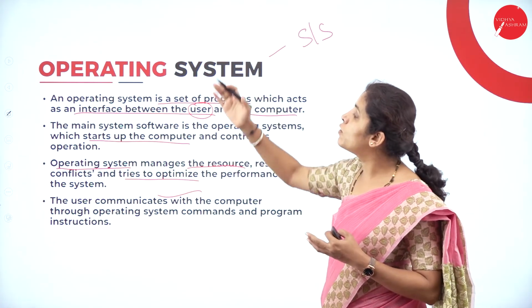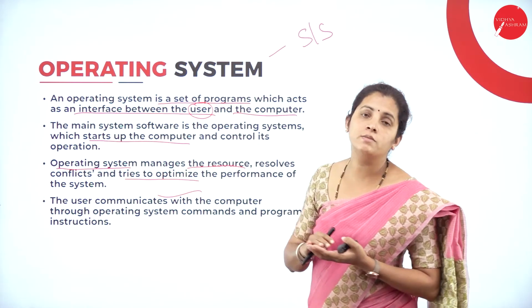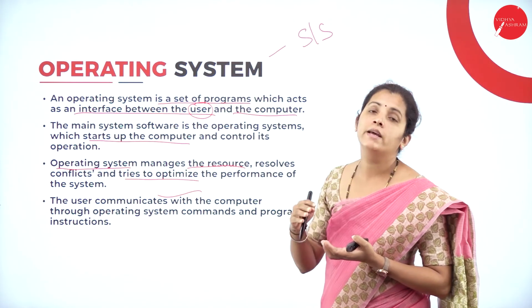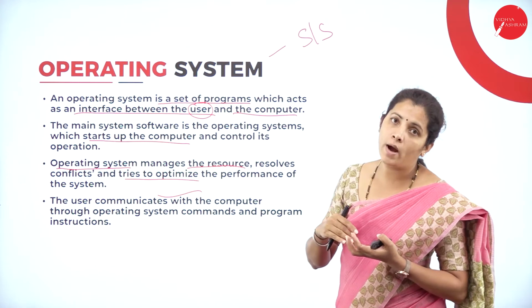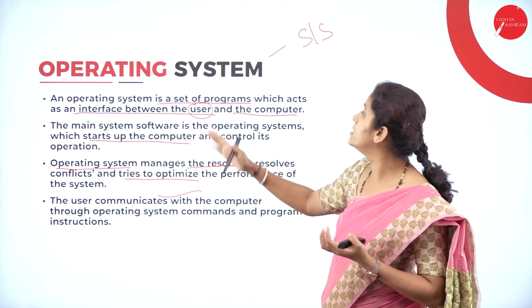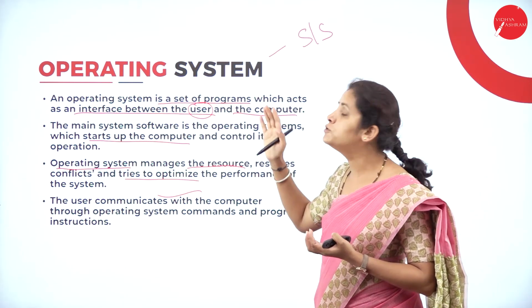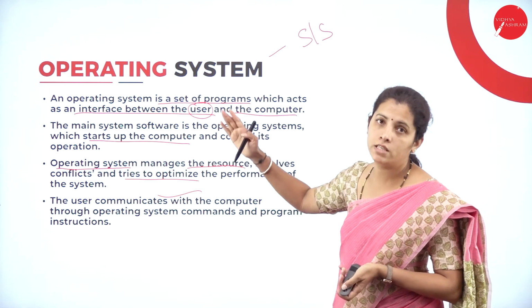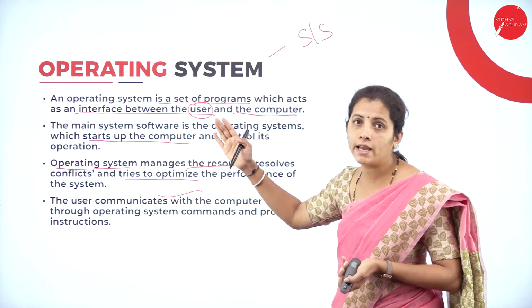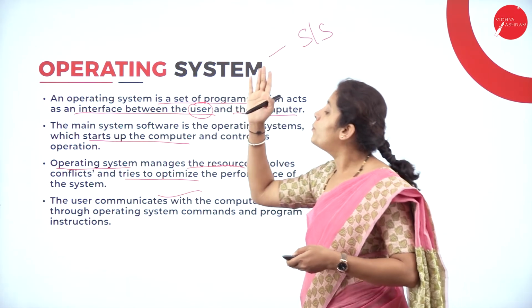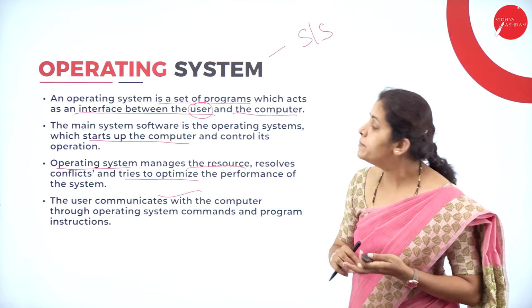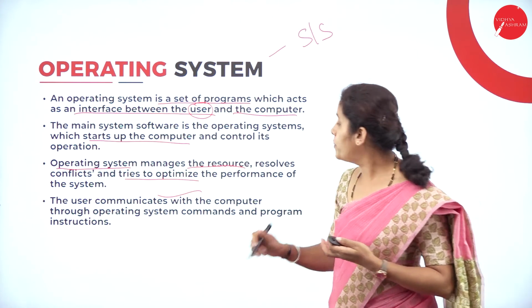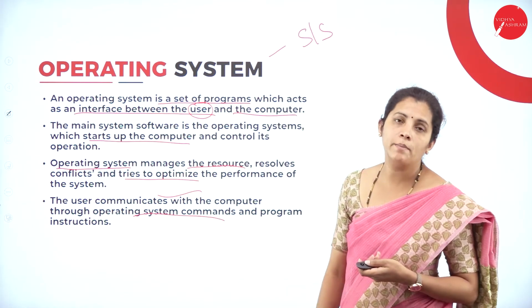It is also a responsibility of the operating system to provide services to the application software. It is responsible for establishing the interface between user and computer, and for managing all the resources like hardware, CPU, memory management, device management, etc. The user can communicate with the computer system by using operating system commands and program instructions.